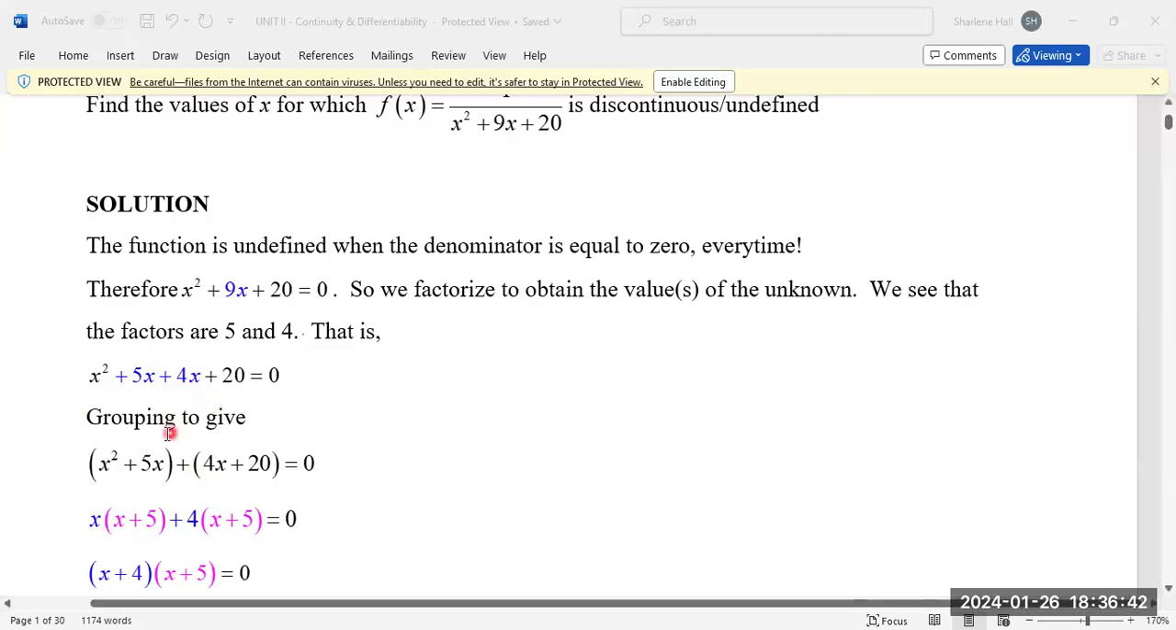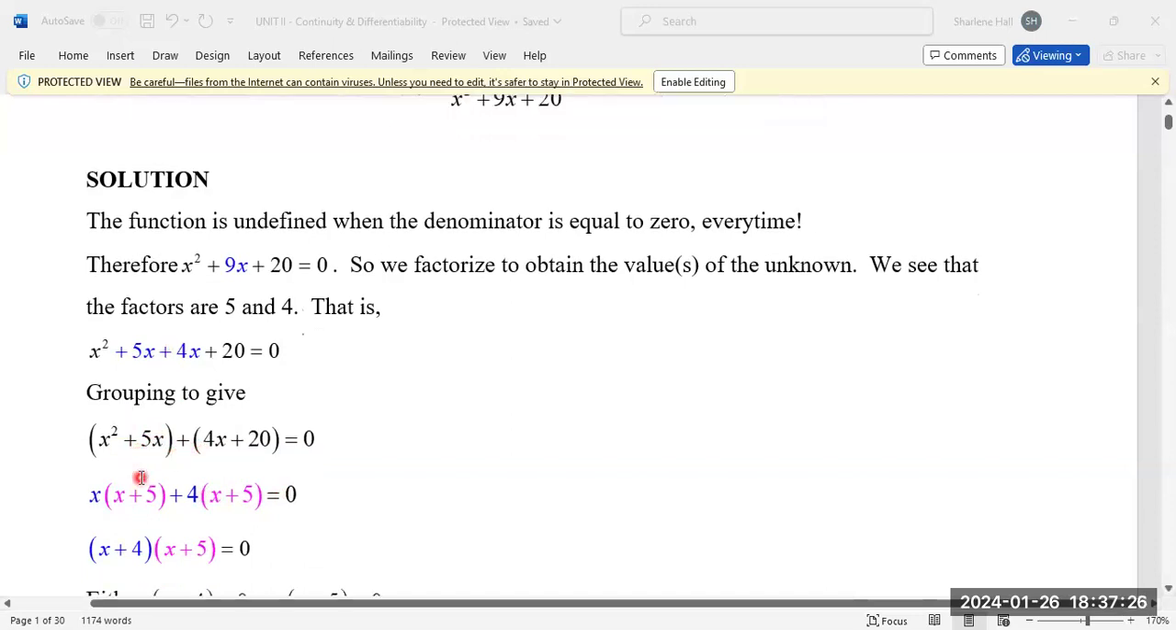All right? So when I'm going to be grouping now, I'm going to put the first 2 in parentheses. See there, I have x squared plus 5x. I will always leave the middle sign out. When I'm factorizing, I will always leave the middle sign out. Why, sir? Because it's not a multiplication that we're trying to find at this stage. We're trying to factorize. Every time we do a factorization question of this nature, the middle sign will be left out. And then I'm going to be grouping the last 2 terms, which are my 4x plus 20.